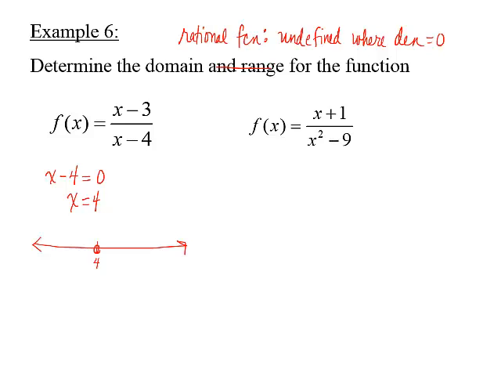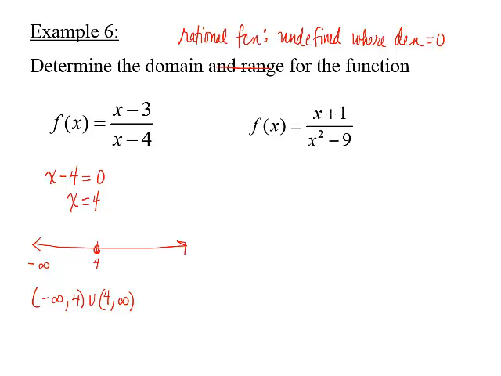So my domain would be from negative infinity to 4 with the parentheses, union, parentheses 4 to infinity. The union just means that the set of x values can be in either piece of that for it to be included in the domain.